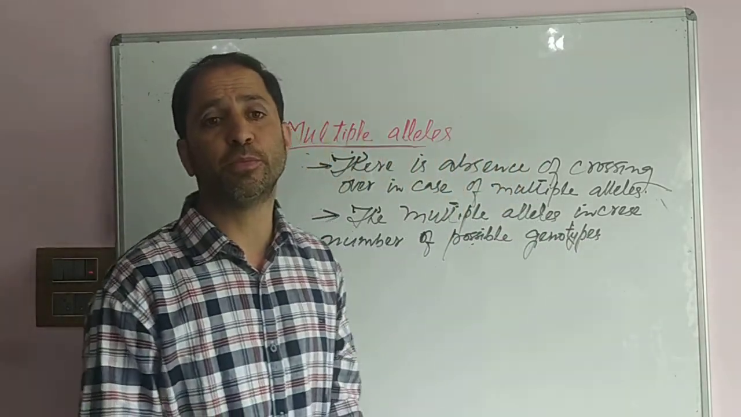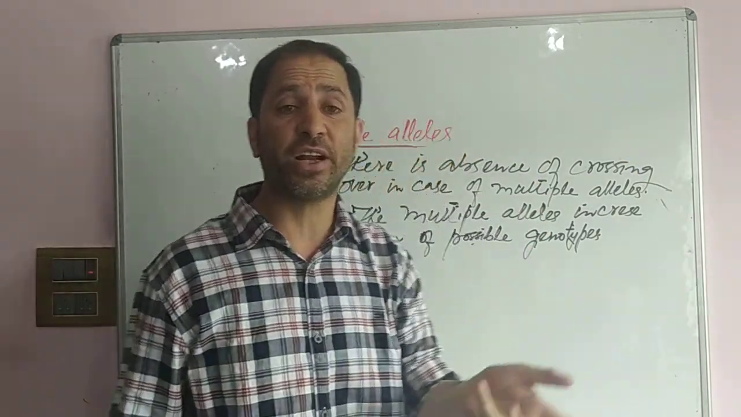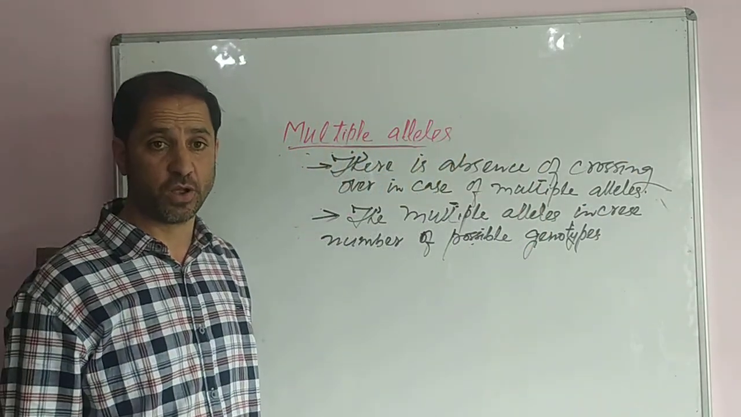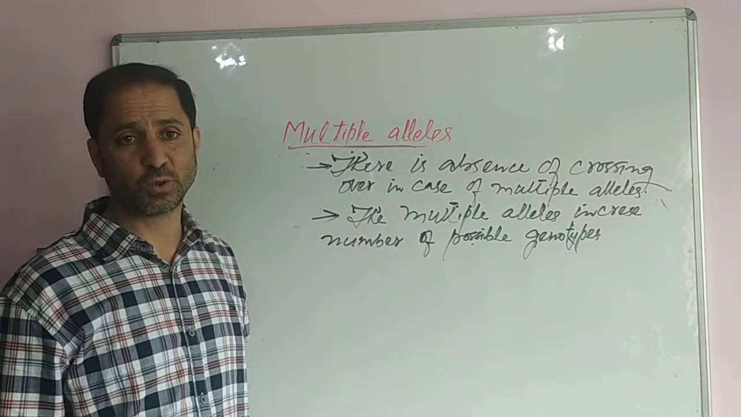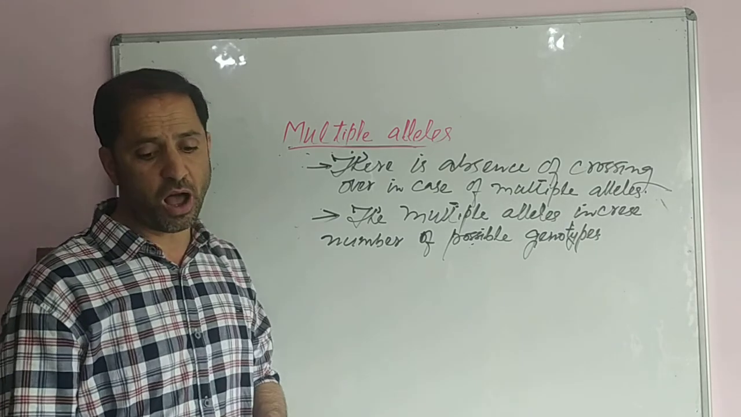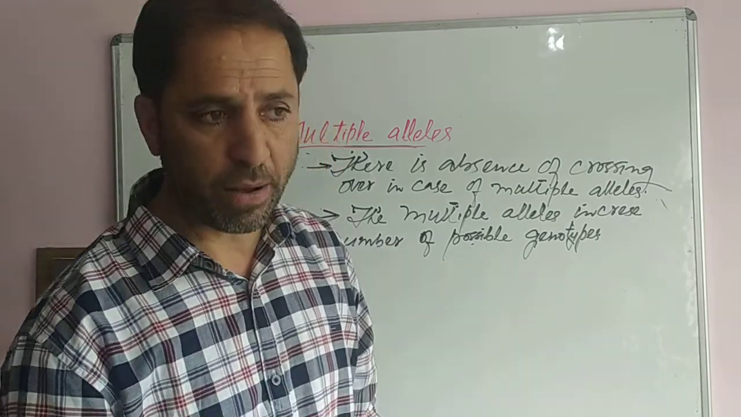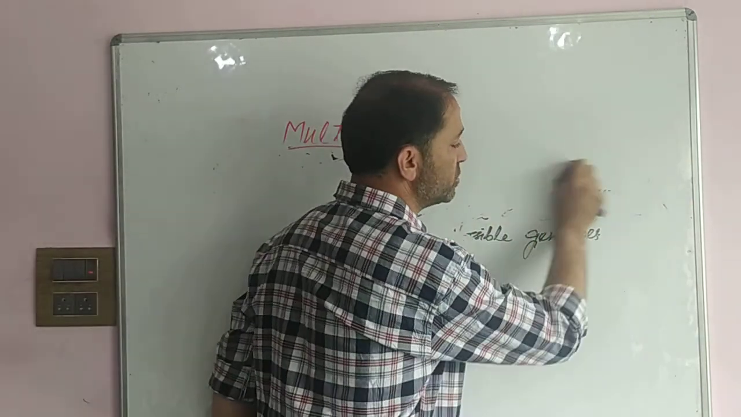Crossing over does not occur in multiple alleles. Multiple alleles of one characteristic express different phenotypic traits. Multiple alleles occupy the same position on the homologous chromosome, the same genetic locus, the same gene locus. In a population there are several alternative forms of one gene.